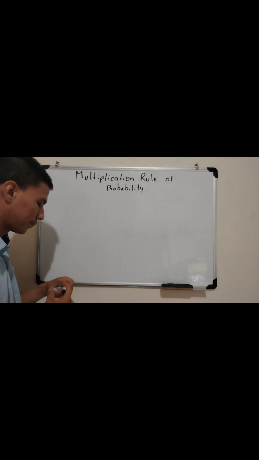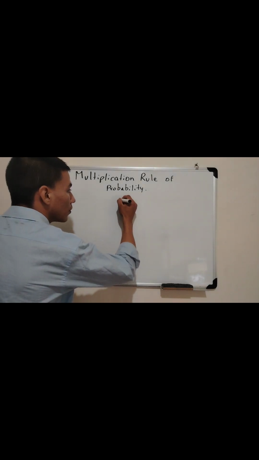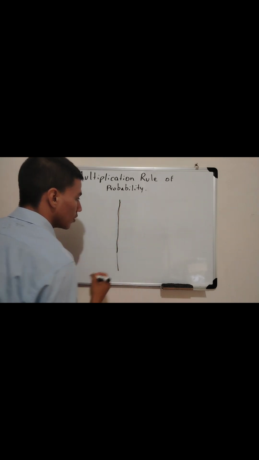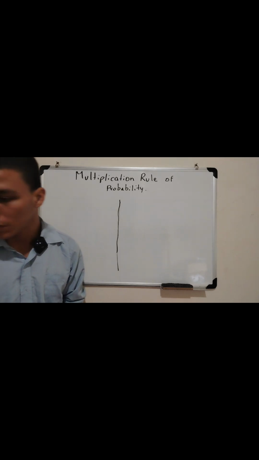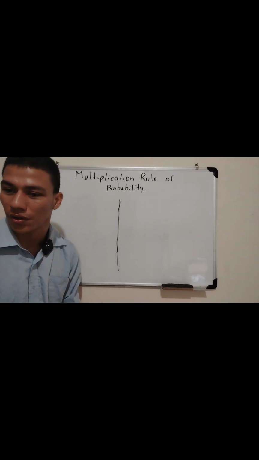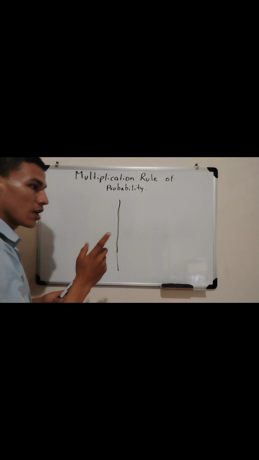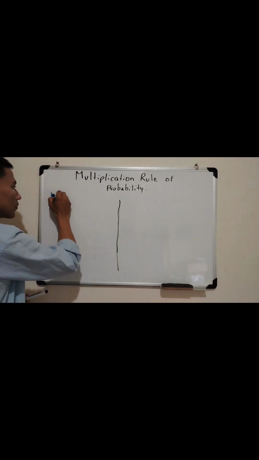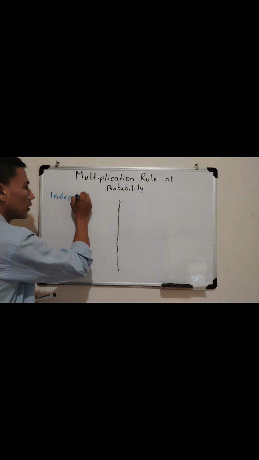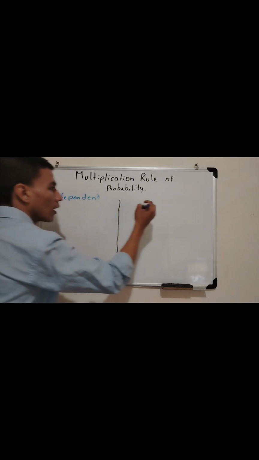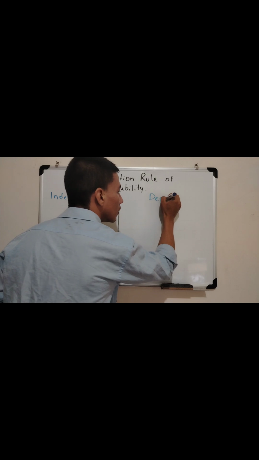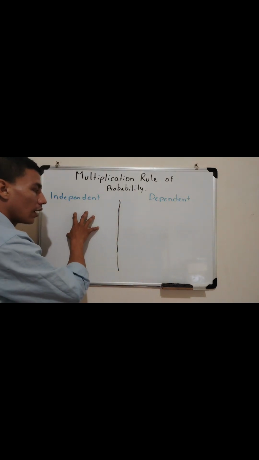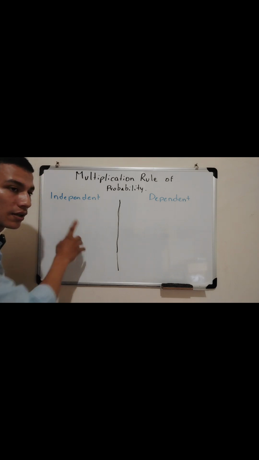Those are events. So let's draw the line here. Sorry if my marker is not near. Let me use another color. Those are the only ones I have. So, dependent, independent. Those are events.